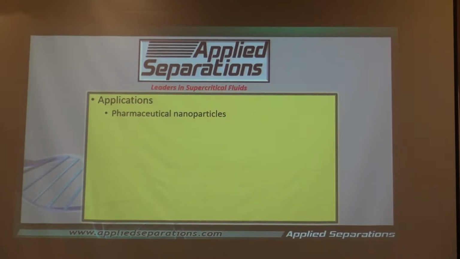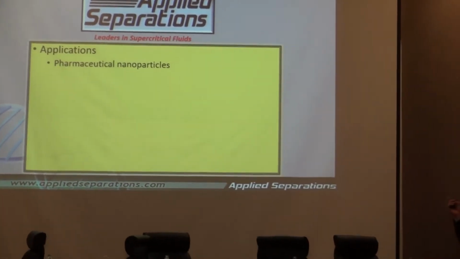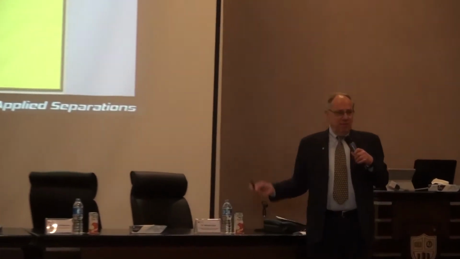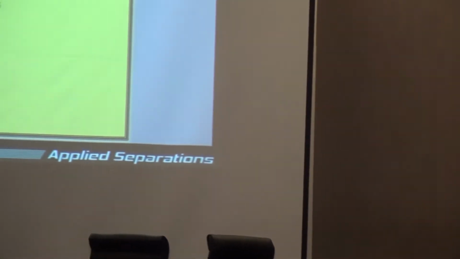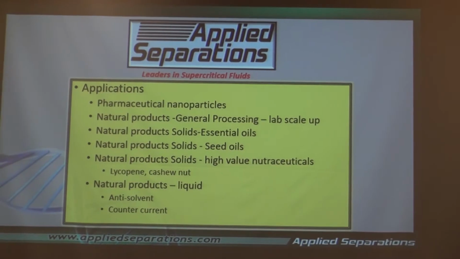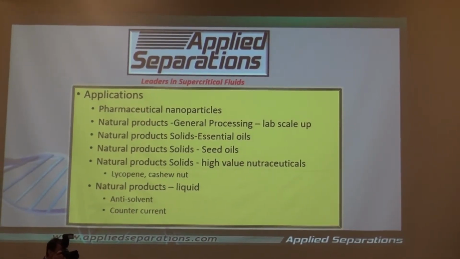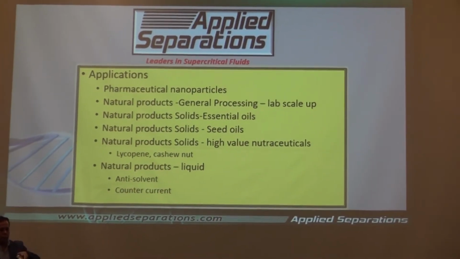I give this course many times to the ACS, American Chemical Society, as short courses, and this could be a one-day course or it can be a two-day course. Naturally, there are some areas here that I will not be able to cover, but I want to introduce them to you, so you'll understand the many different ways that we can work with supercritical fluids. After the break, I will talk about nanoparticles, natural products and general processing, essential oils and how we can separate essential oils. We'll talk about seed oils, and nutraceuticals, and then I'd also like to introduce you to the idea that we can do extractions of liquids also with supercritical carbon dioxide. Primarily this is done with countercurrent, although I will touch upon an anti-solvent mechanism.